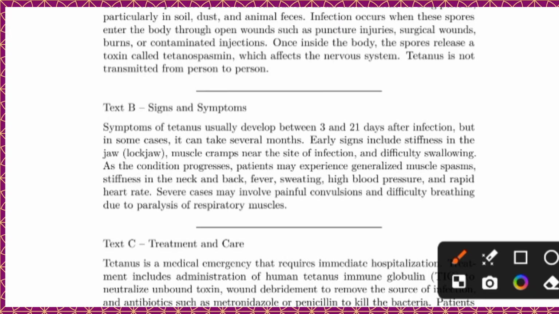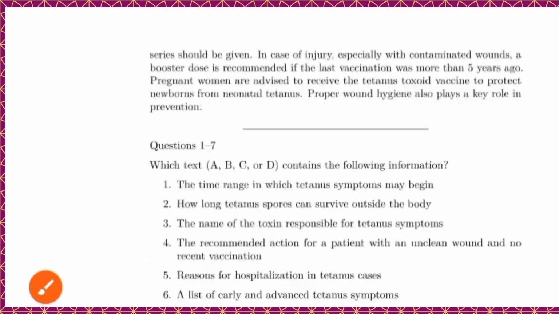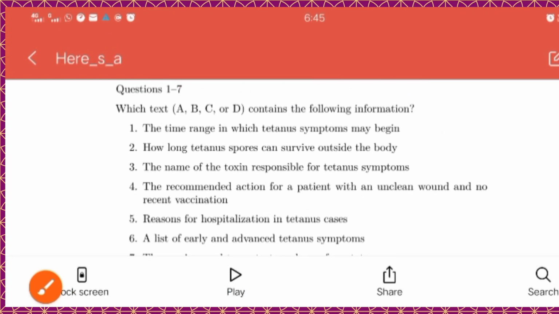Here, symptoms of tetanus usually develop between 21 to 30 days. So this is the answer, and we have to write B. Okay, next is the second question: how long can a tetanus spore survive outside the body? Means how much time the tetanus spore lasts outside the body.